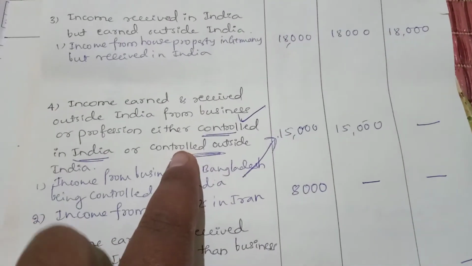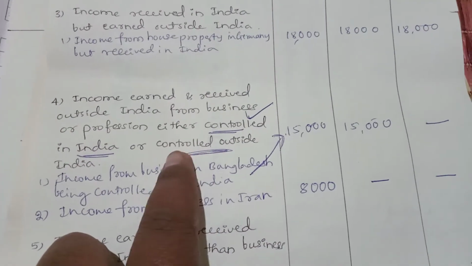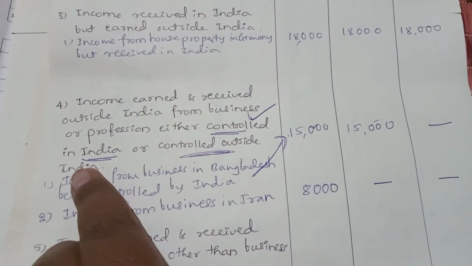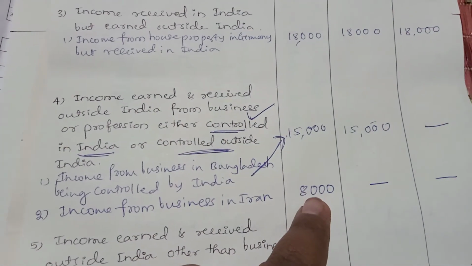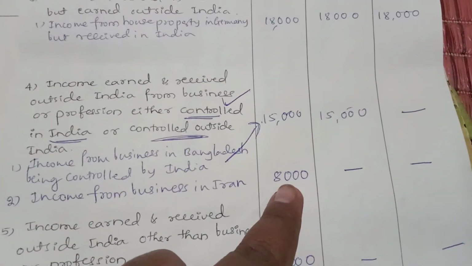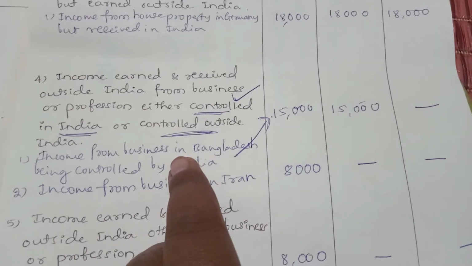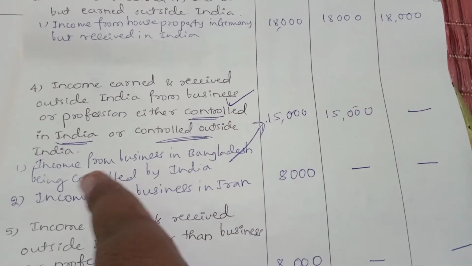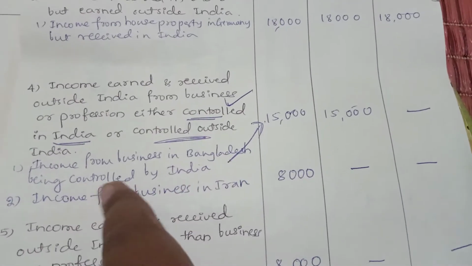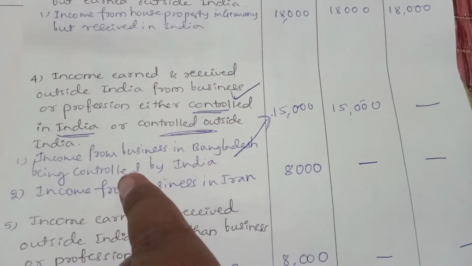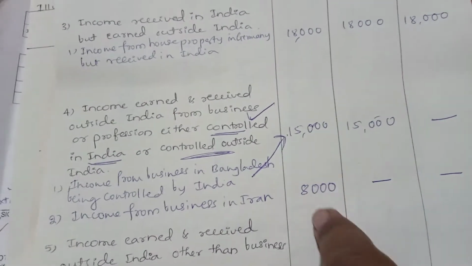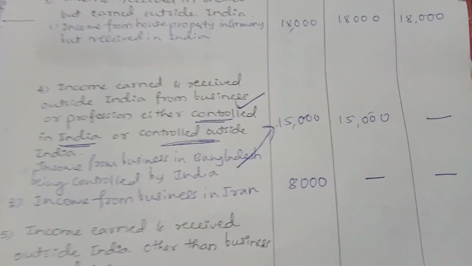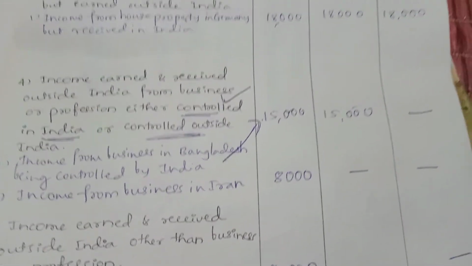When the information is not specifically given, we think of this as controlled outside India. When it is controlled outside India, it is going to be taxed only in respect of the ordinarily resident. But in the previous transaction, what they said is income from business in Bangladesh being controlled by India. When they use the word controlled, it is going to be taxed in the first column as well as the second column. But here only in respect of the ordinarily resident it is going to be taxed.